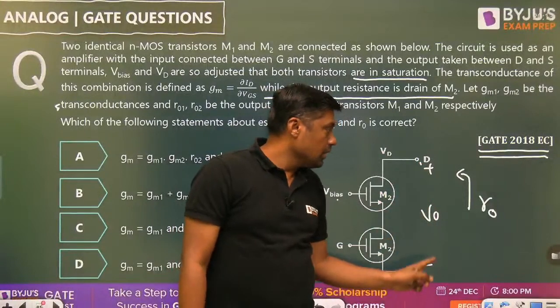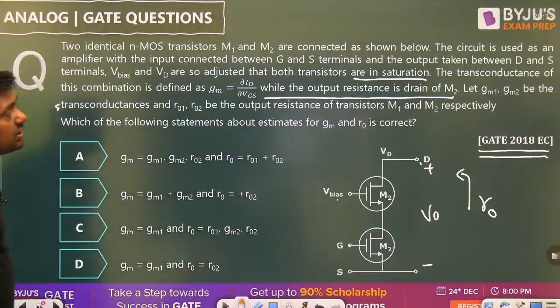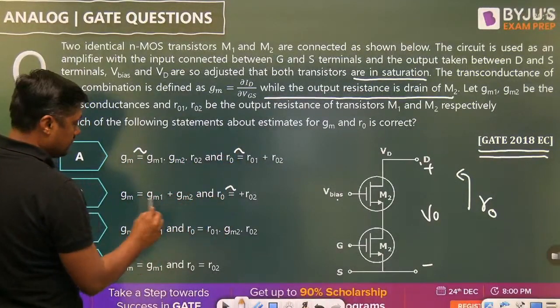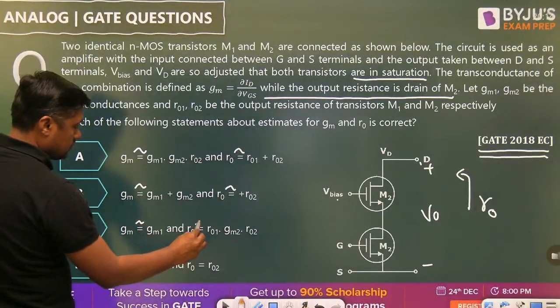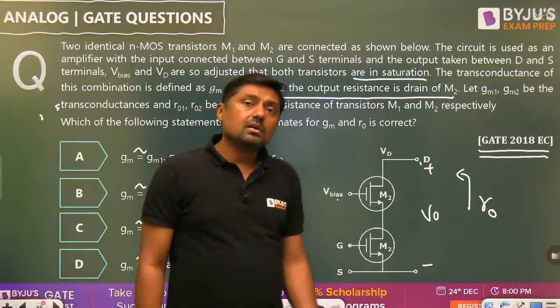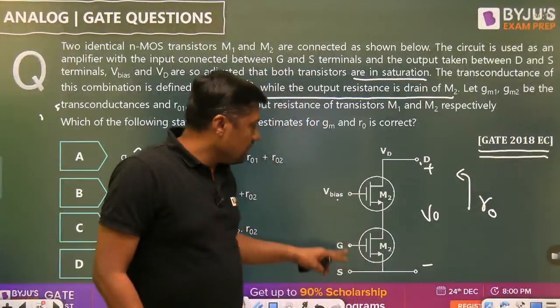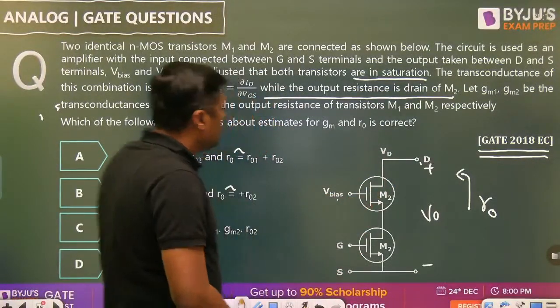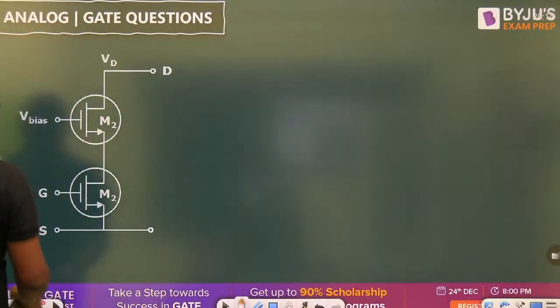Up to ground. Right? Then let GM1, GM2 be the transconductance and R01 and R02 be the output resistance of the transistors. Which of the following statements about the estimates for GM and R0 is correct? Overall GM is given as nearly equal to. Now all are nearly equal to. Now my dear, it is a standard circuit. When we are giving the input to the gate and taking the output, this is nothing but a cascade amplifier. What is the name of this circuit? Cascade amplifier.